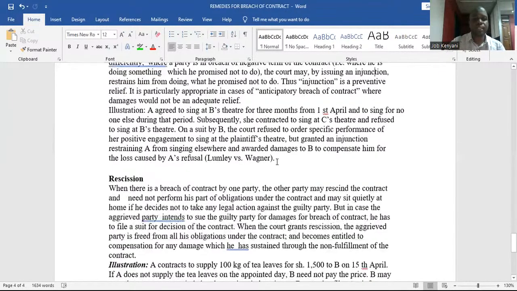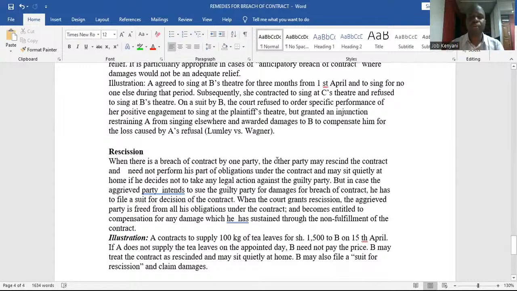Rescission simply means that you cancel the contract where you think that there's actually a breach of the contract. You can decide to rescind and just sit back without even having to inform the other party. When there's breach of a contract by one party, the other party may rescind the contract and need not perform his part of the obligations under the contract, and may sit quietly at home if he decides not to take any legal action against the guilty party. You can just cancel it out and sit back home since you have discovered there is a breach by the other party. He's not fulfilling his part of the duties under the obligation.